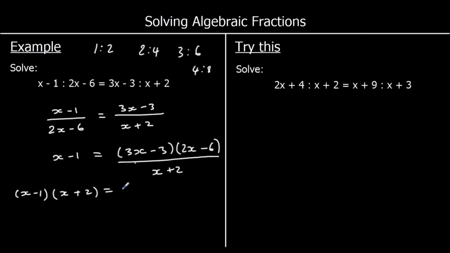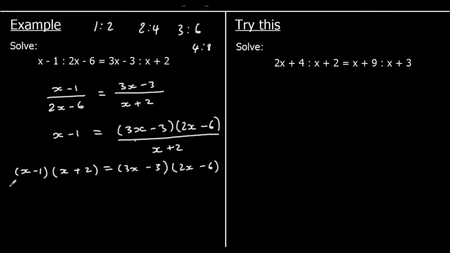And that's going to be equal to 3x minus 3 times 2x minus 6. Now I need to expand all of these brackets. So x times x is x squared. X times 2 is 2x. Negative 1 times x is just minus x. And negative 1 times a positive 2 is a negative 2.